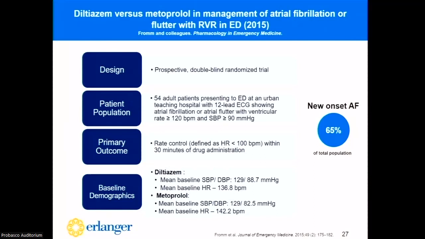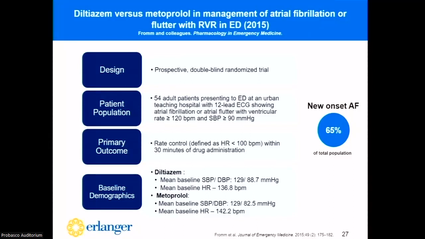They looked at 54 patients presenting to the ED with AFib definitively on an EKG with a rate of greater than 120 beats per minute and a systolic blood pressure greater than 90. Their primary outcome was rate control, defined as heart rate less than 100 beats per minute. So that is a little bit different from our typical heart rate goal within 30 minutes of IV drug administration.